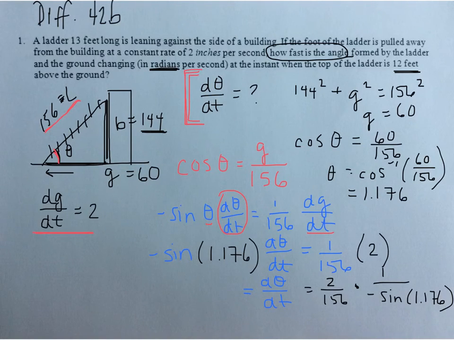And the final answer, once you do all of that, is negative 0.014, if we round to 3 decimal places, and that is in radians. And it makes sense that it's negative because we know that this angle is going to be getting smaller and smaller as the ladder moves out away from the building.